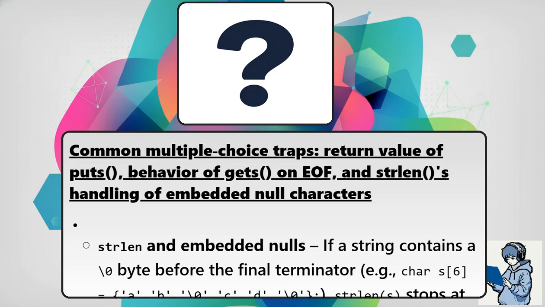strlen and embedded nulls. If a string contains a \0 byte before the final terminator, for example char s[6] = {'a', 'b', '\0', 'c', 'd', '\0'};, strlen of s stops at the first \0 and returns 2, ignoring the later characters. Some options suggest that strlen would count all bytes up to the last null. That is incorrect. Understanding that the null byte is the first sentinel is essential.